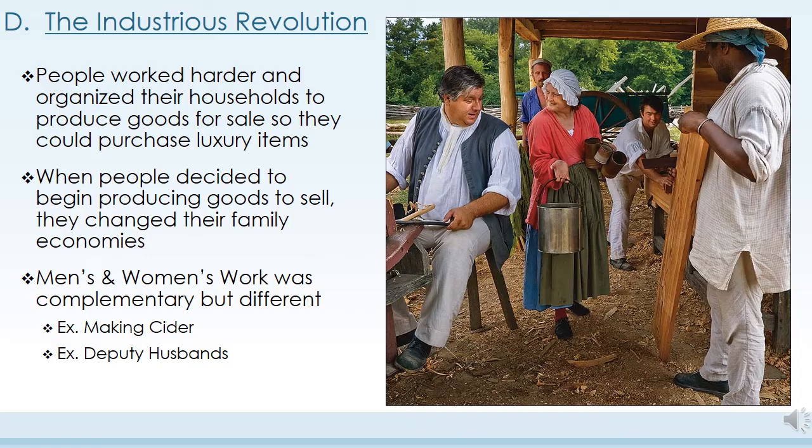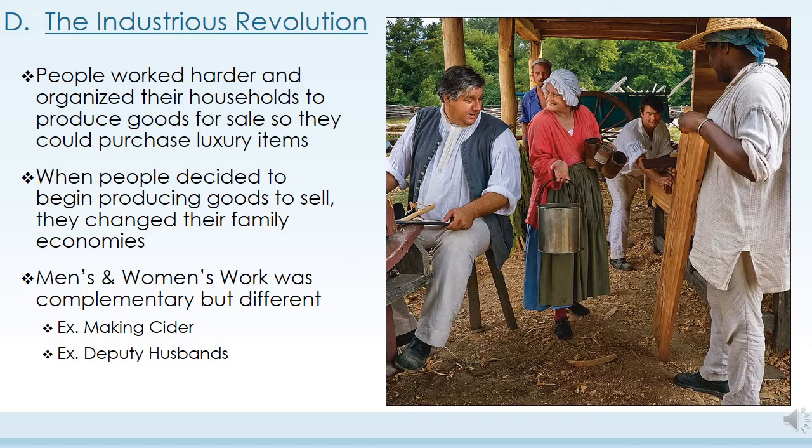So the family had always been the basic economic unit of the colonies, and there had always been a gendered division of labor that we've talked about previously. When people decided to begin producing goods to sell at the marketplace, they not only changed the face of the colonies by seeing the growth of cities, but they also changed their family economies. And in a lot of ways, men's and women's work was quite complementary.